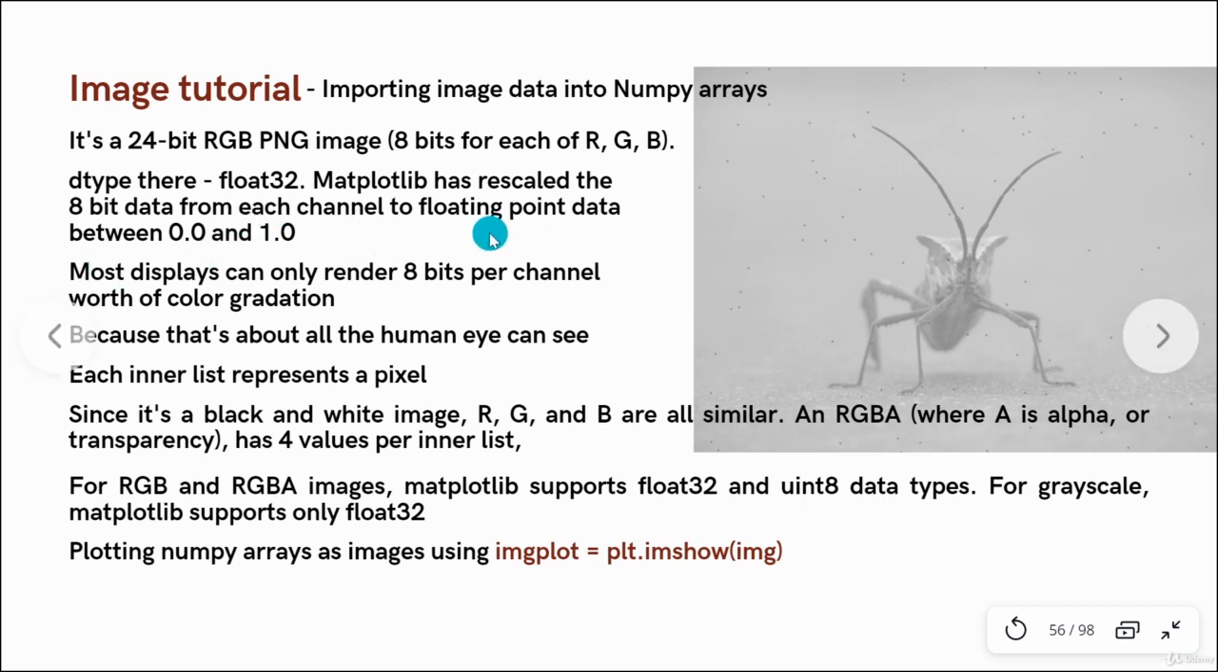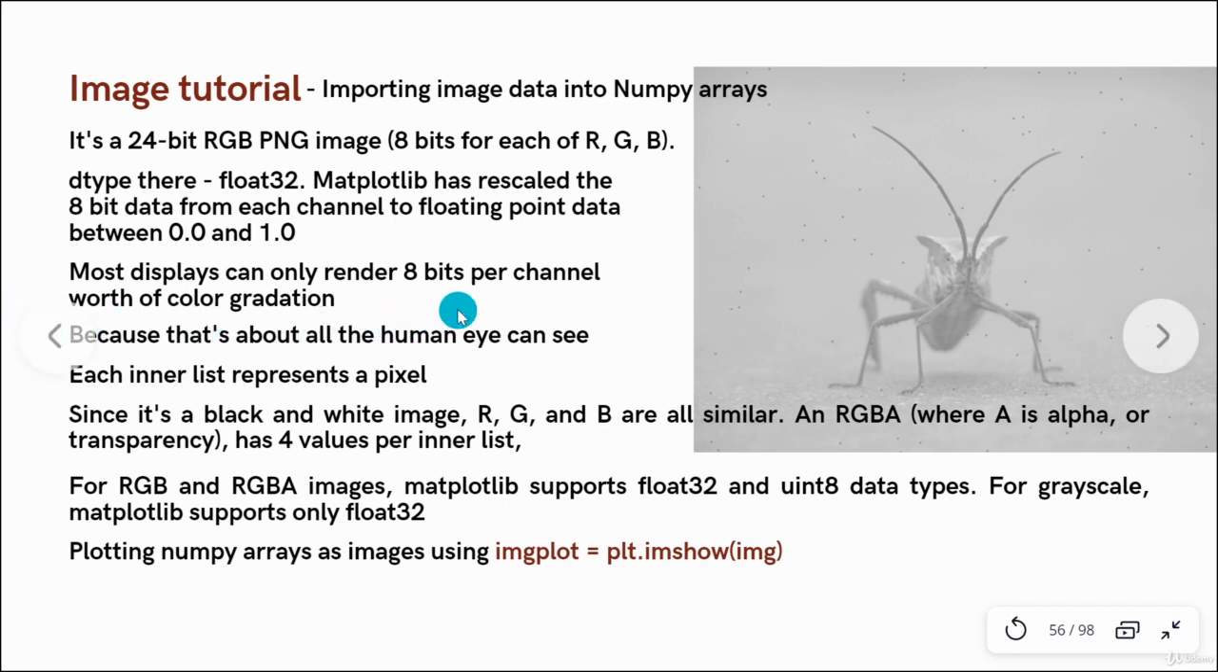What Matplotlib does is it rescales the 8-bit data from each channel to floating point data between 0.0 and 1. So you have a PNG image which is 24-bit, 8 bits for R, G, and B respectively. It will rescale this 8-bit data into floating point data which ranges between 0.0 and 1. This is what happens when you use Matplotlib and import image data in the form of a NumPy array. I will show you how it happens.